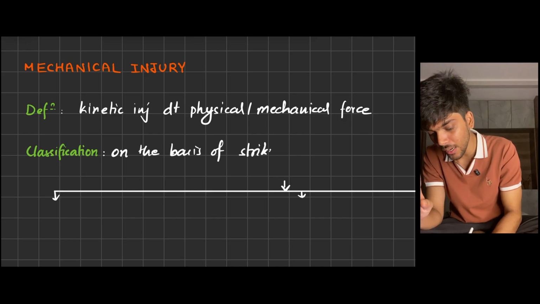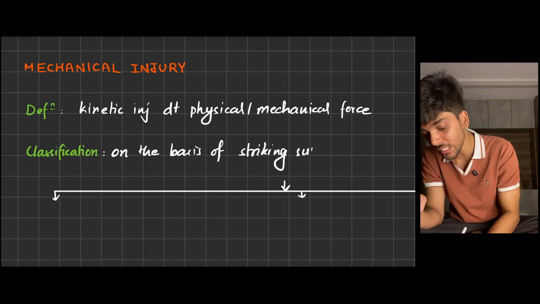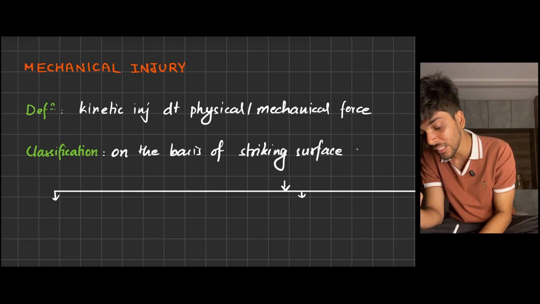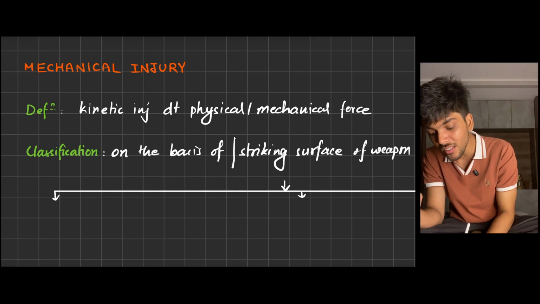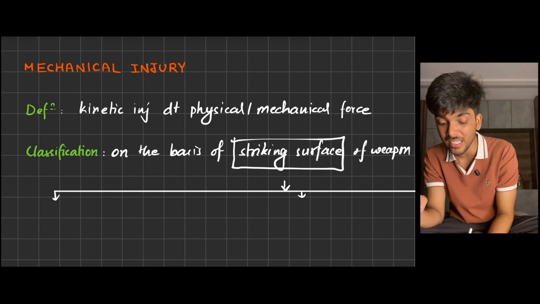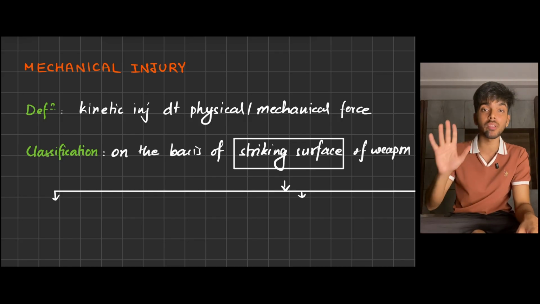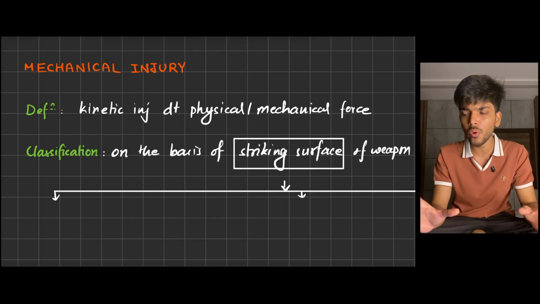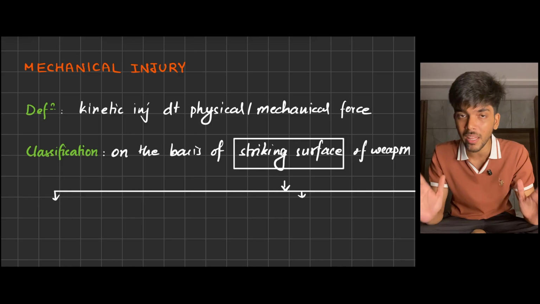striking surface. I repeat, listen carefully. On the basis of, a lot of you guys get it wrong, striking surface of the weapon. It is not classified just on the basis of the weapon itself, but instead on the basis of the striking surface of the weapon. It's not mentioned in lots of books, and even teachers while teaching don't explain this properly.